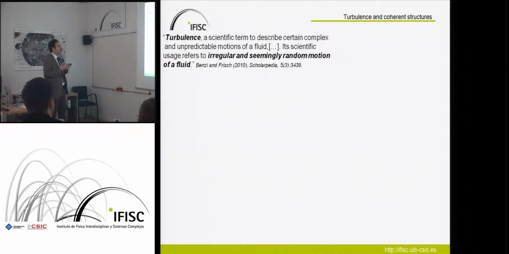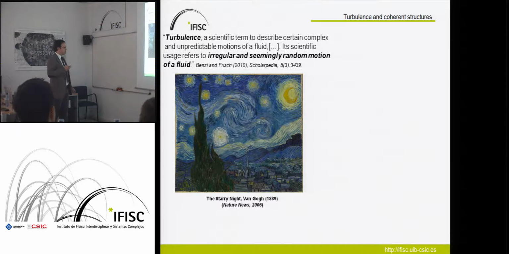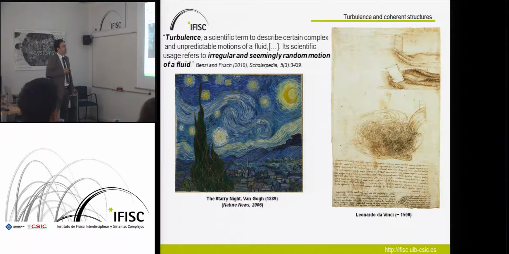And turbulence is perhaps the natural state of fluid flows in the ocean, and most of us have been introduced to turbulence according to definitions such as this: that turbulence is irregular and seemingly random motion of a fluid. But if we look at certain depictions of turbulence, such as this one, where you can see these very nice whirlwinds, and also perhaps a more familiar one, here the drawings of Leonardo da Vinci, we do not see irregular or random motion, but we see very clear structures in these depictions of turbulence.